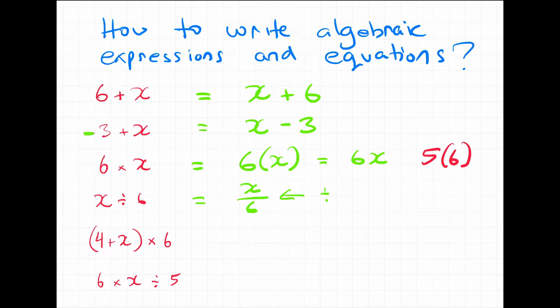Now the one below that says 4 plus x, and notice that it's in brackets. So we're going to have to do that first and then multiply it by 6. But again, we don't want to use that multiplication sign. So this is going to equal 6 times the 4 plus x. But remember what I said? We want to write the variable first. This is better written as 6 times x plus 4.